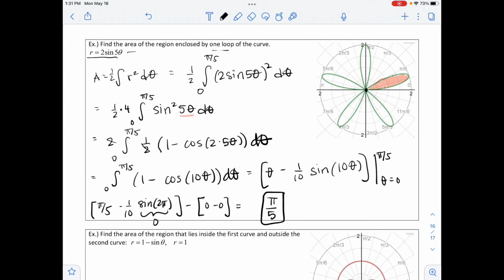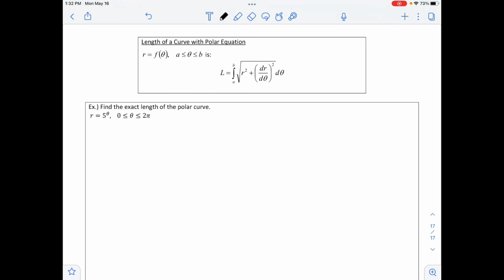The next example that we have, I'm going to go ahead and circle, and we'll look at this one together in class. The length of a curve with a polar equation, which is r equals f of theta, with theta between a and b, is defined by L equals the integral from a to b of the square root of r squared plus dr d theta squared d theta. And so this formula hopefully looks familiar to what we talked about when we talked about arc length back in chapter 8.